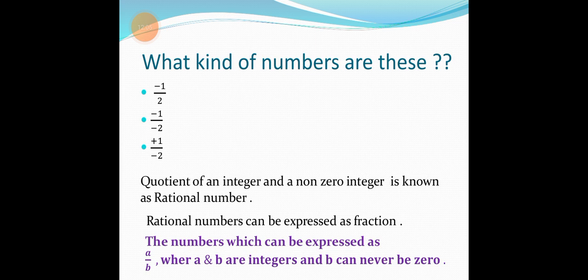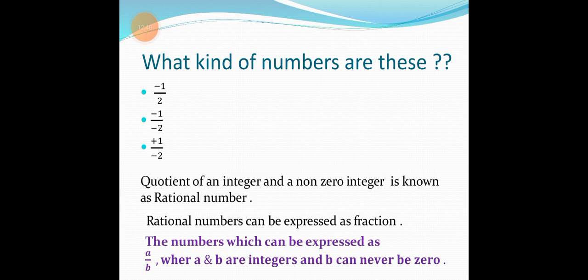The quotient of an integer and a non-zero integer is known as a rational number. So a rational number can be expressed as a fraction, a over b, where a and b are integers and b can never be zero. Whenever you find a situation where a and b are integers, they are rational numbers unless b is zero. If b is zero, then they are not rational numbers.